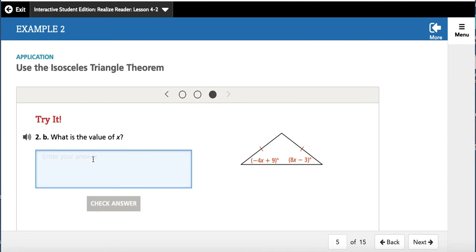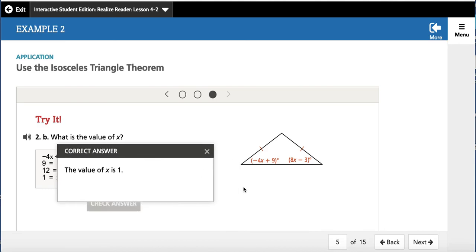Maybe the algebra is going to be trickier. I'm going to write that the two angles are the same, that they equal each other. That negative 4x plus 9 equals 8x minus 3. Then if I add 4x to both sides, I'll get 12x over here. Now I should add 3 to both sides and I'll get 12 equals 12x. Then it's just divide by 12. x is 1. Is that what they asked for? They asked for what's the value of x. Yeah, you always want to check that.